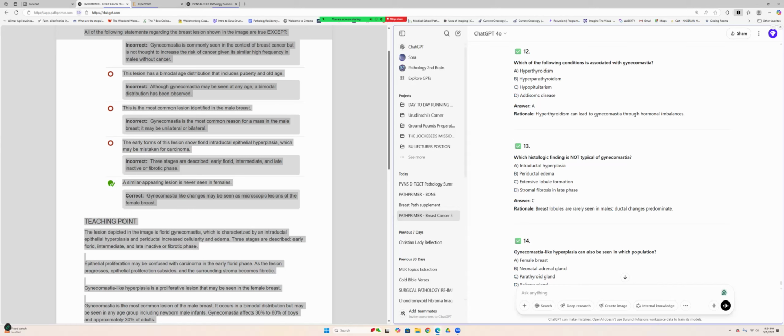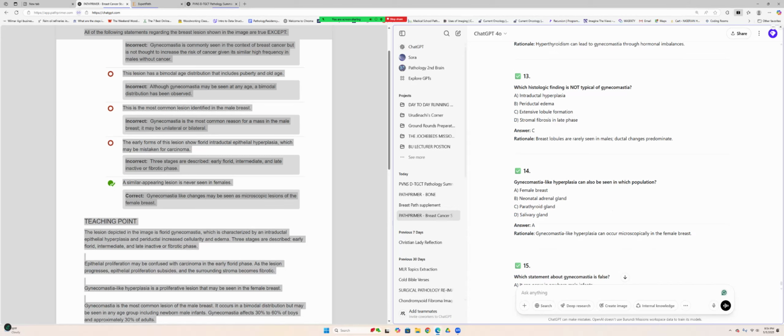Extensive lobular formation. Hyperthyroidism. How does it happen? By increased production of sex hormone binding globulin, that increases the total amount of circulating estrogen. Which histologic finding is not typical of gynecomastia?